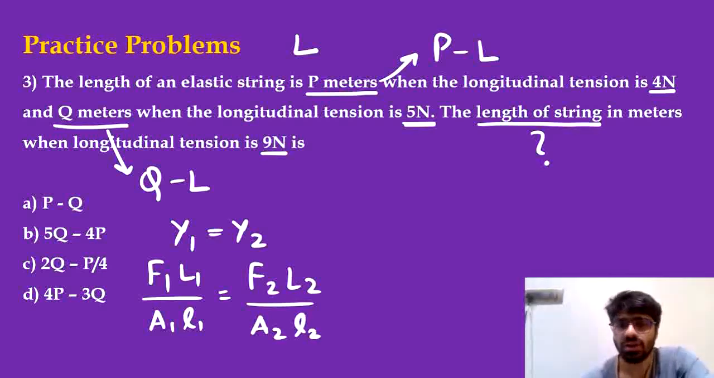The cross-sectional area for both the wires, let us assume it is the same because they are talking of the same wire. If they are talking of the same wire, the cross-sectional area for both the cases is going to be the same. Okay, F1 is the force in the first case. So in the first case the force is 4 Newton, so I am writing it as 4. In the second case the force is 5 Newton, so let's write F2 as 5.